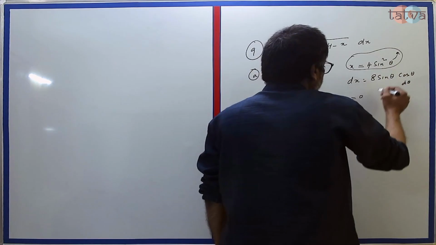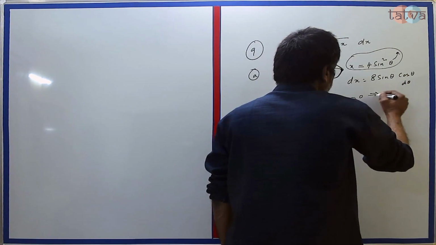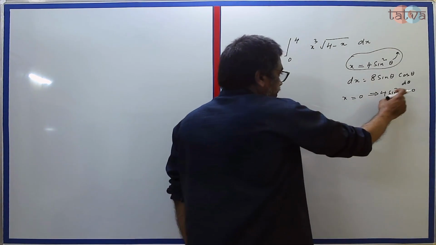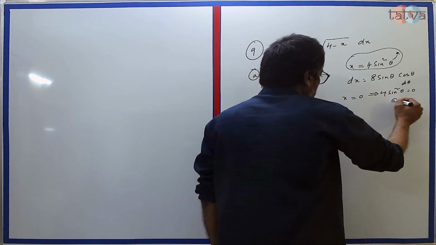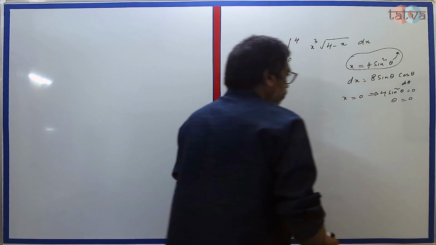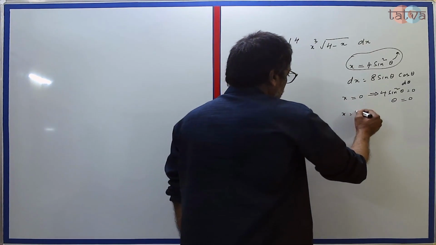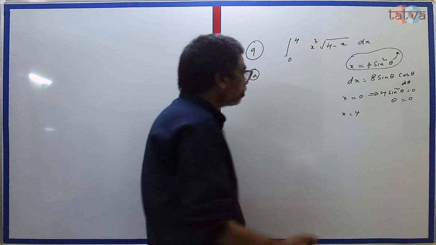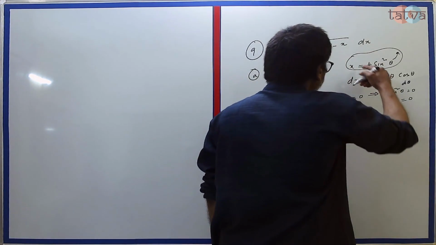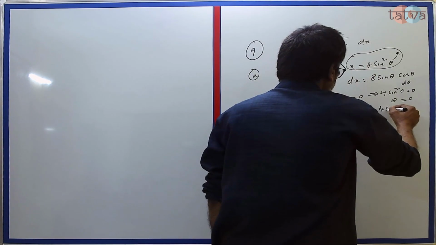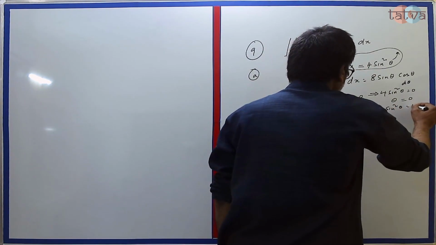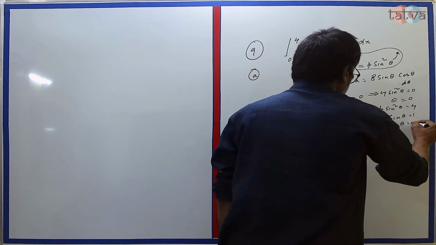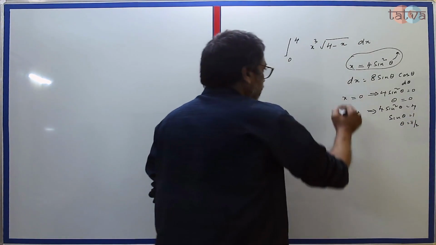I will get 4 sine square theta is equal to 0, which would make sine theta is equal to 0. Solving that will give us theta is equal to 0. I will now take the upper limit x is equal to 4, again substitute it here, and I get 4 sine square theta is equal to 4, which gives me sine theta is equal to 1. That happens when theta is pi by 2.